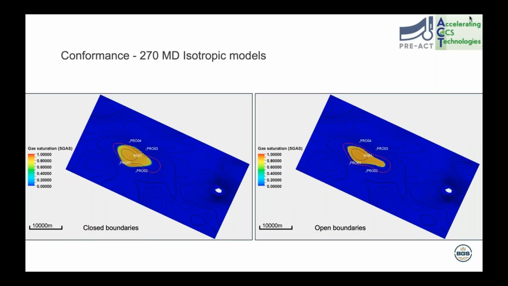We can also look at the CO2 saturation distributions for a closed and open boundary version of this model. And we see that in one, the open boundary, we sit neatly within the conformance bounds, and the other, we actually exceed it.